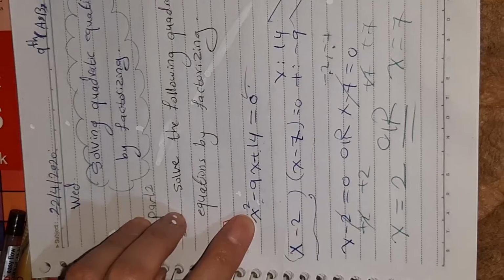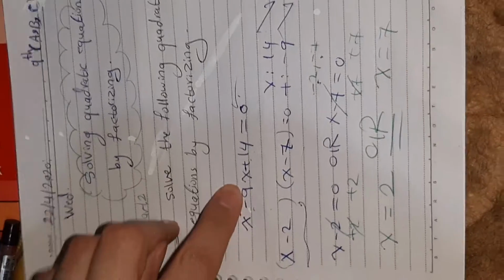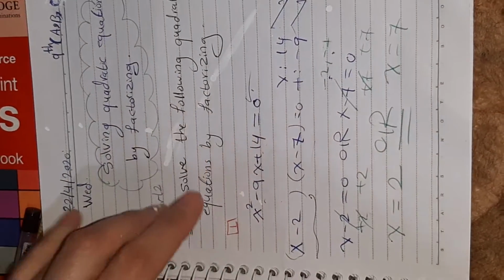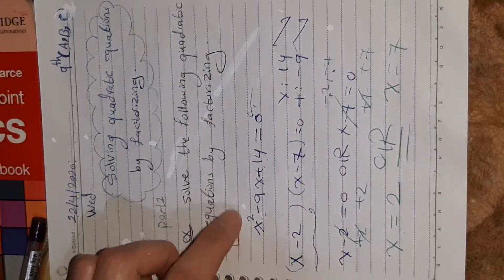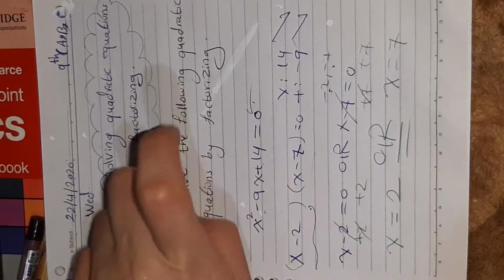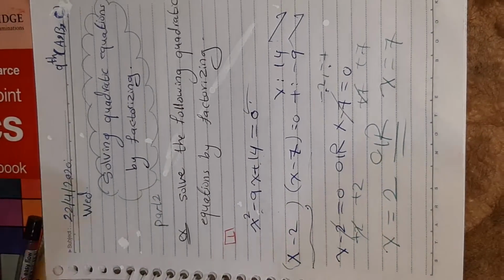Now if you substitute x by 2, 2 squared minus 9 times 2 plus 14 must be 0. If you substitute x by 7, 7 squared minus 9 times 7 plus 14 equals 0.